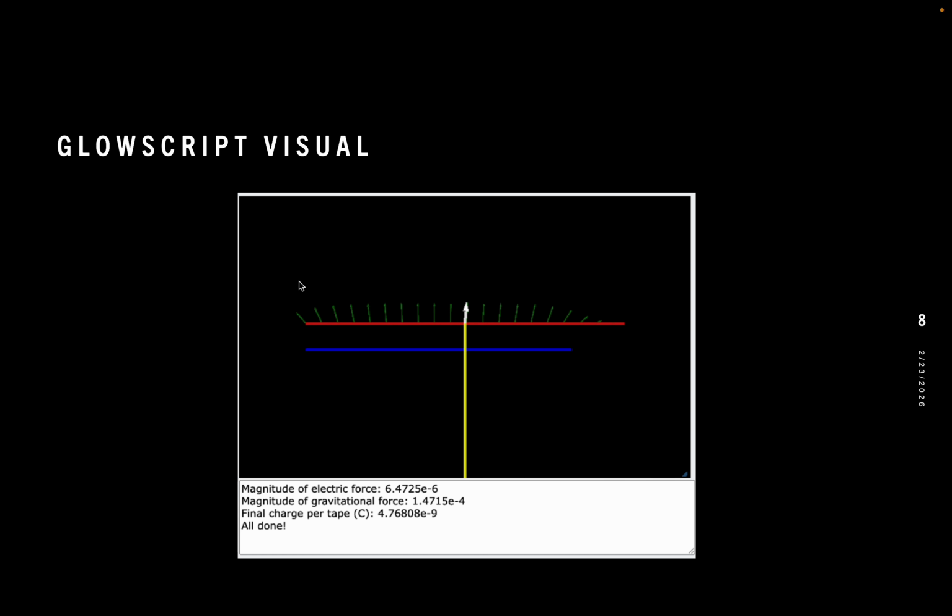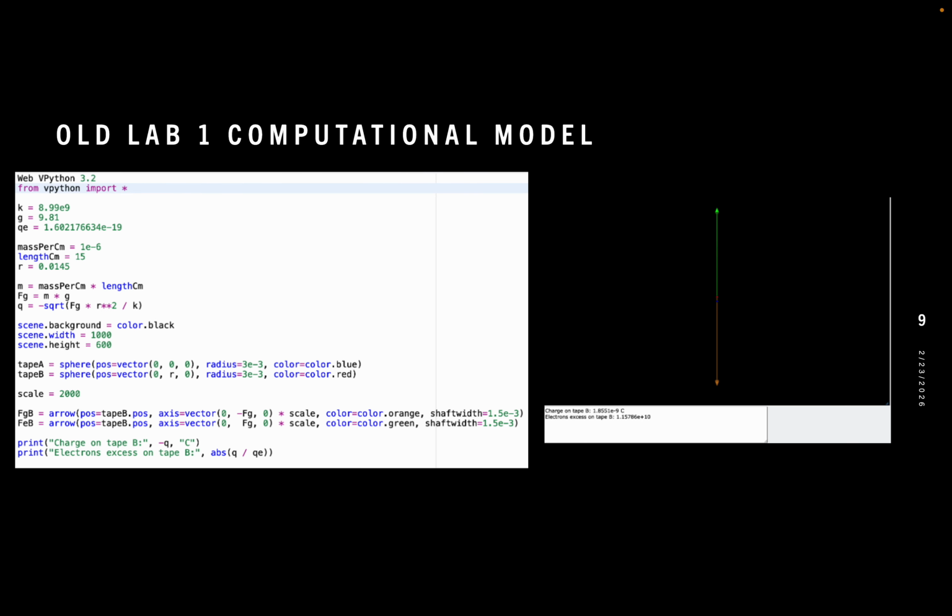You can see the visual. We have the gravitational force pointing downwards with the yellow arrow, the white arrow representing the electric force, and all these small little individual arrows representing the small little charges on the top piece of tape. Then moving to our old Lab 1 model, how it differs: there are just 2 forces acting, one top, one bottom, and these represent the different point charges that we use in just Coulomb's law.